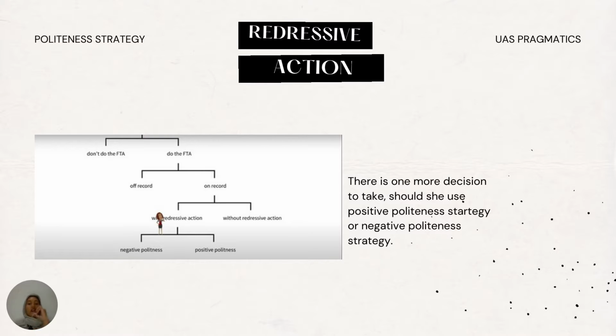So, depending on their relationship, Tina might want to appeal to his positive face, so she uses a positive politeness strategy, or Tina wants to appeal to his negative face, so she goes with a negative politeness strategy.